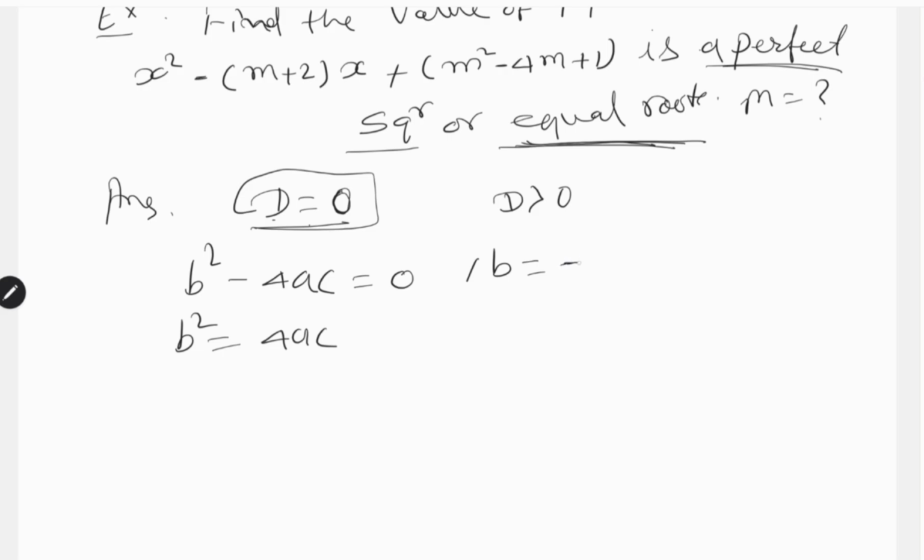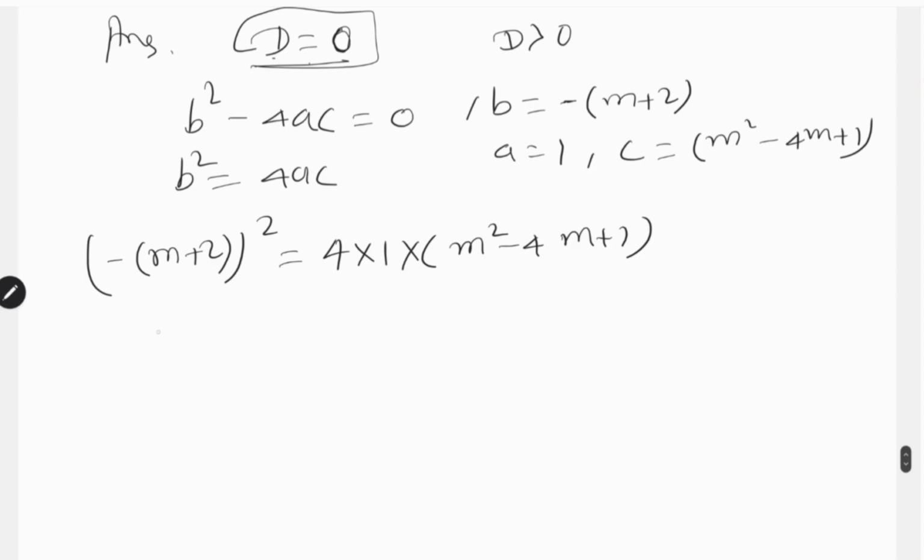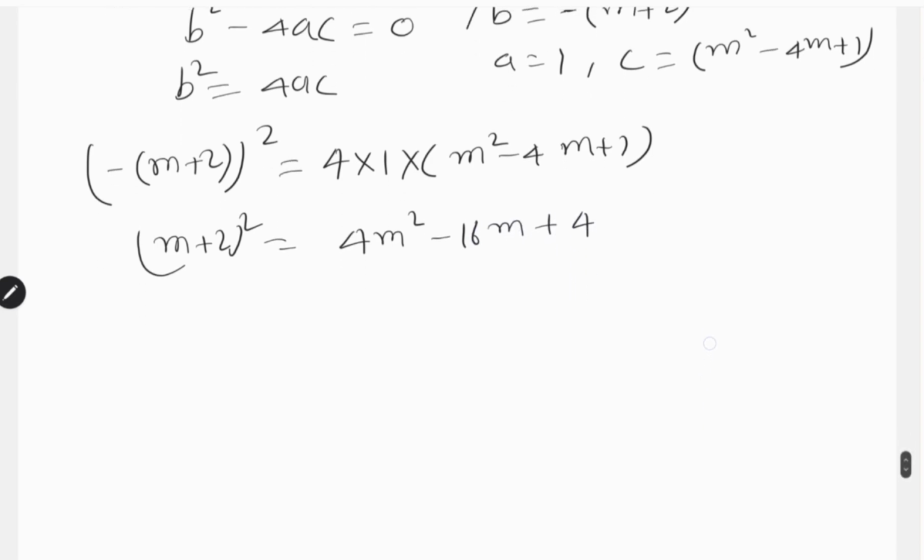b is equal to negative (m plus 2), a is equal to 1, and c is equal to m square minus 4m plus 1, okay. Then put the values: b square is equal to 4 times a times c, that is (m plus 2) whole square is equal to 4 times (m square minus 4m plus 1), okay. That is (m plus 2) whole square is equal to 4m square minus 16m plus 4, okay.